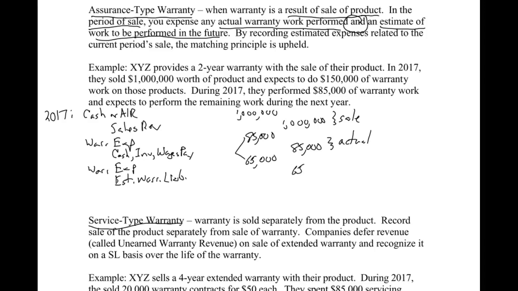Once again, notice all of these journal entries are in the period of the sale. So the revenue and all the expenses are all covered. We have the actual work, and then we have the estimated future work right here.